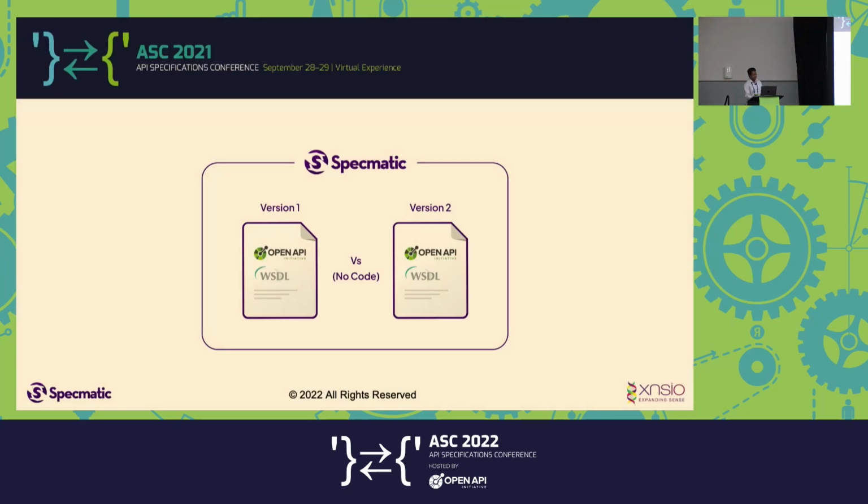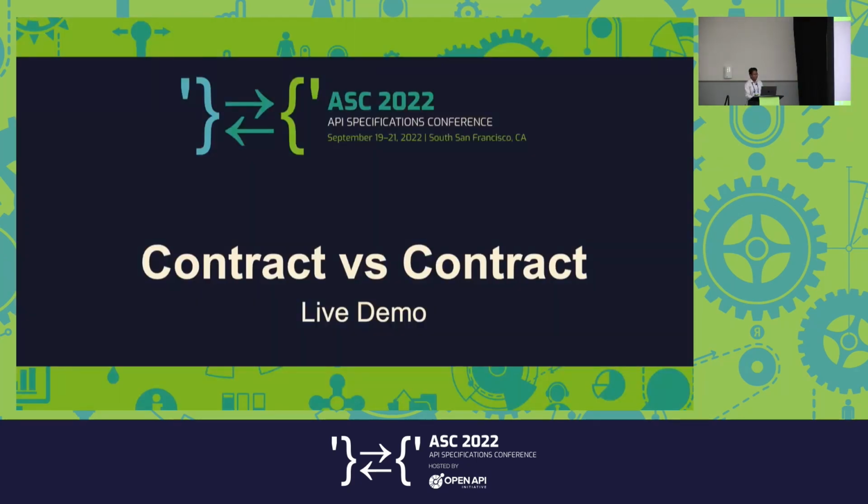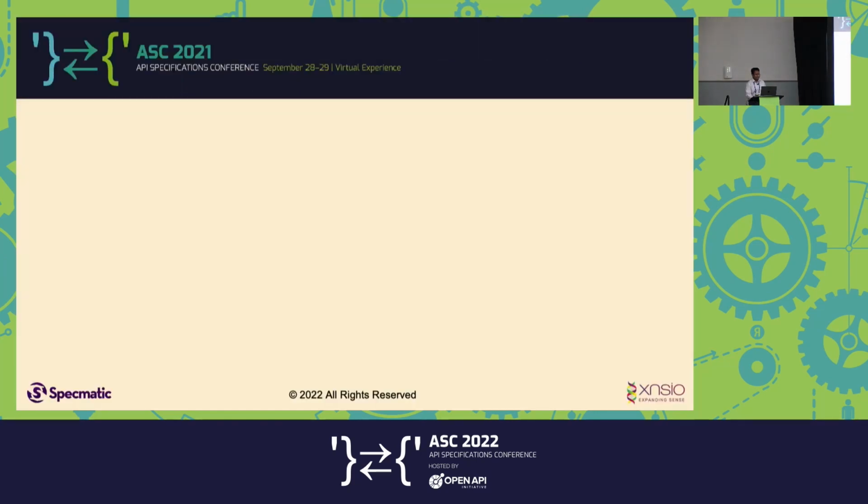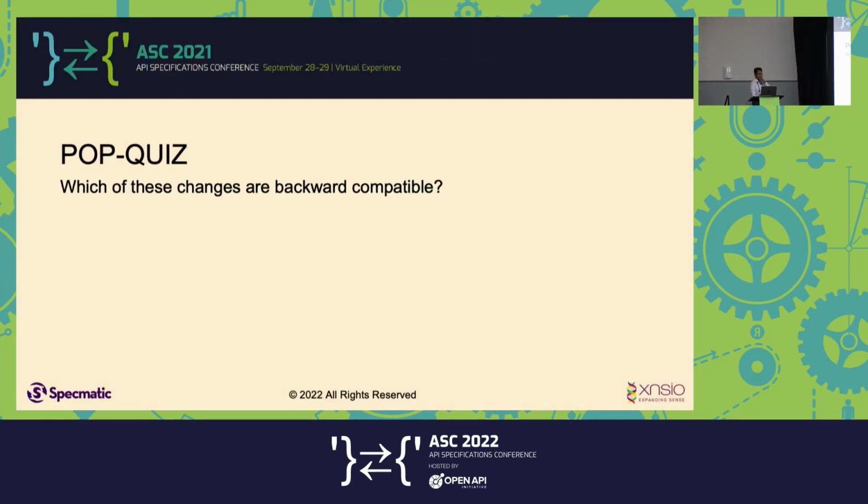So I want to quickly show you a live demo of contract versus contract. How do we check backward breaking changes, right? I'll start out with a pop quiz. A very simple question. Which of these changes are backward compatible? In a request, if I add a mandatory or a required field, is this a backward compatible change? No. Very straightforward, right? Why take our word for it?